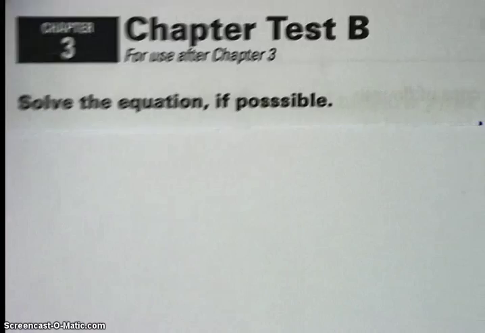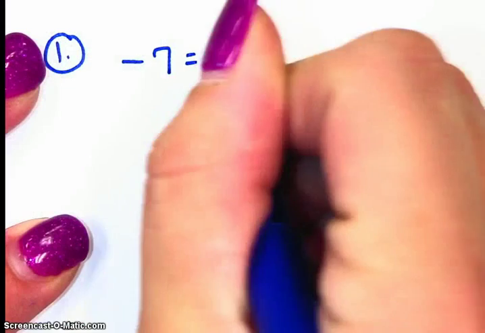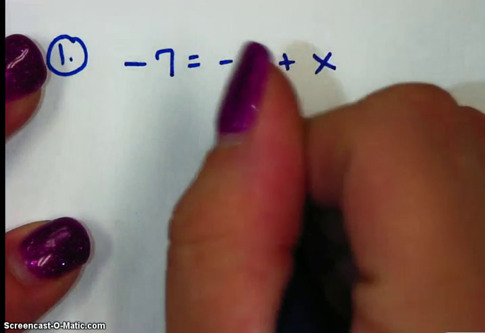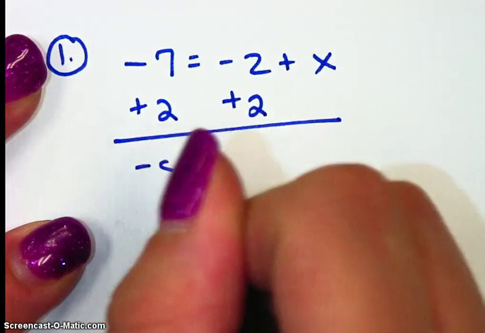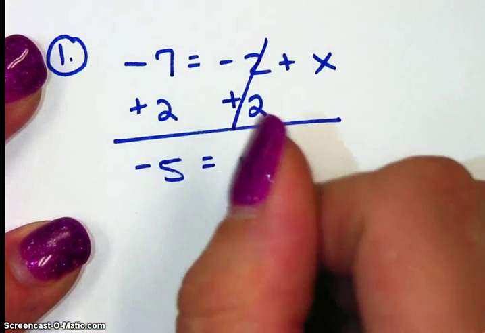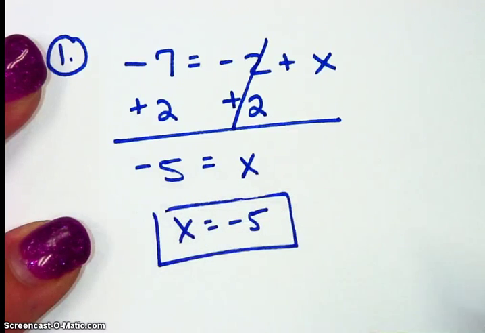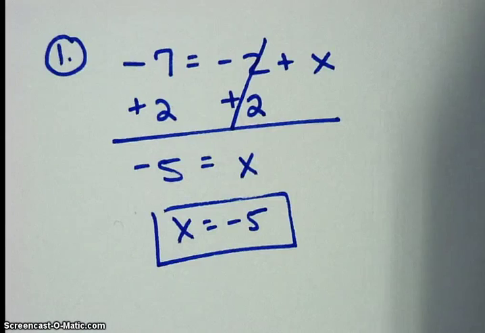So starting with number 1, I'm going to do this on a separate sheet of paper so I have enough room to write. Negative 7 equals negative 2 plus x. When I solve this, I'm going to add 2 to both sides because I'm trying to isolate the x. So negative 5 equals x, or x equals negative 5. Remember, you can always plug it back in to check.